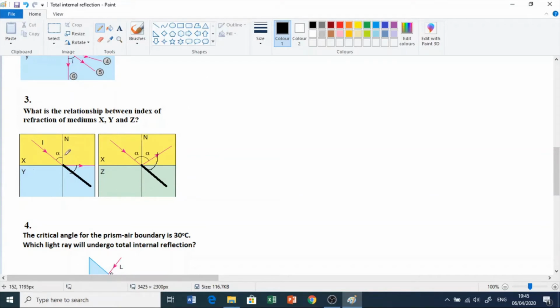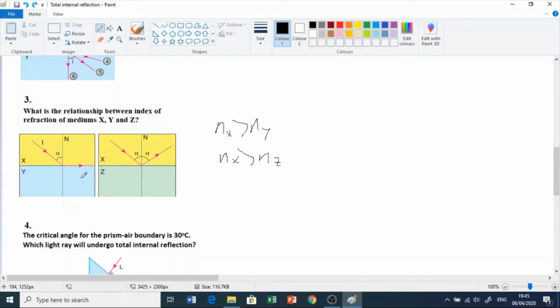So remember, the light is bending away from the normal when it is attempting to move from a high index of refraction to a low index of refraction. In both cases, nx is bigger than ny, and nx is bigger than nz. But what is the relationship between y and z? The amount of refraction here and here is more in z. What does this mean?